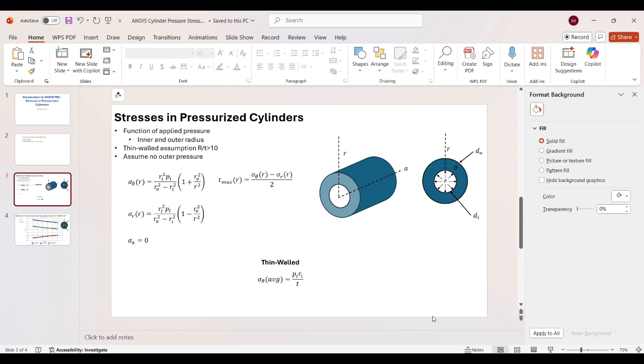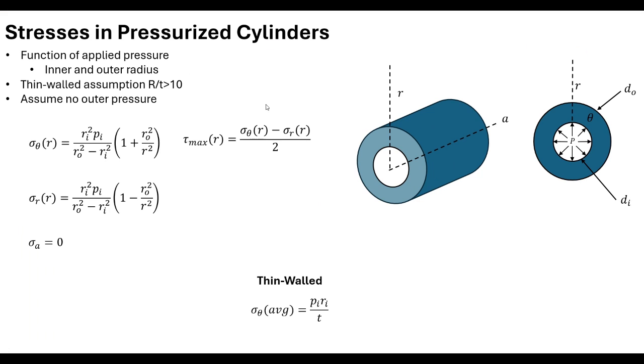So for a pressurized cylinder, the stress equations are relatively simple. These are out of Shigley's Mechanical Engineering Design. And for a thick-walled cylinder, I have here the equation for the tangential stress or the hoop stress. So that's the stress acting in the tangential direction in the cylinder, or in this case, theta, and it's commonly referred to as the hoop stress.